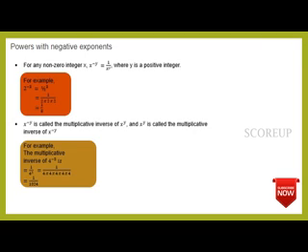With a negative exponent, how will you write it? If it is x power minus 1, we can write it as 1 by x. If it is x power minus y, we can write this as 1 by x power y, and vice versa. So x power minus y is called the multiplicative inverse of x power y. And x power y is the multiplicative inverse of x power minus y.